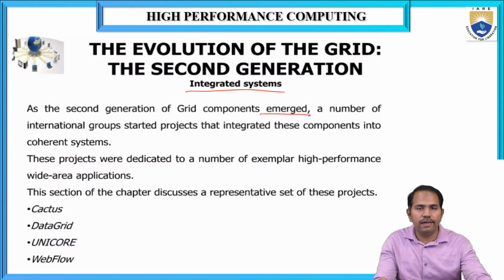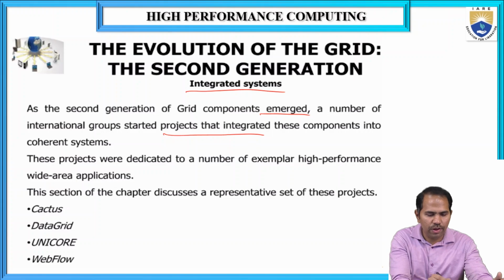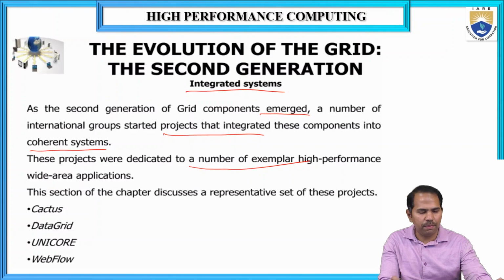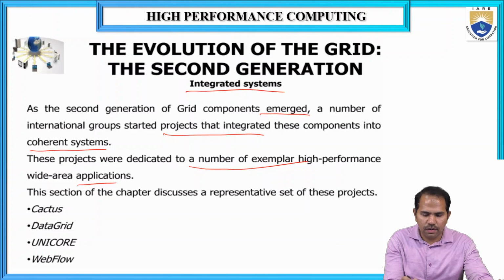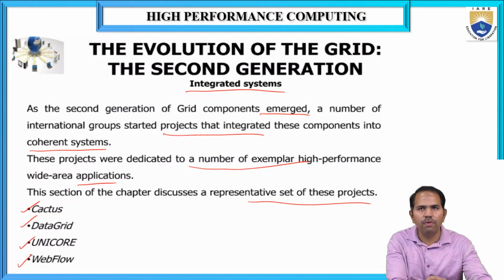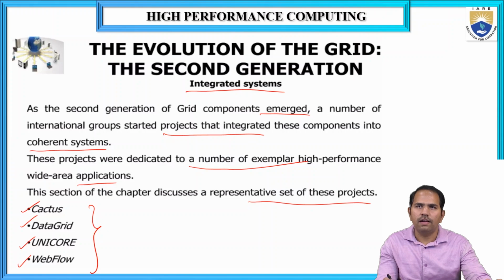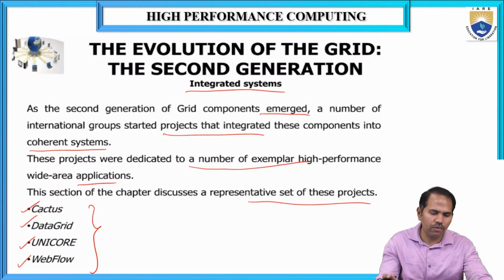A number of international groups started projects that integrated these components into coherent systems. These projects were dedicated to a number of exemplar high performance wide area applications. The representative projects are Cactus, Data Grid, Unicore, and Webflow. These are all the major components in the grid at the second generation. Now, one by one we discuss them.